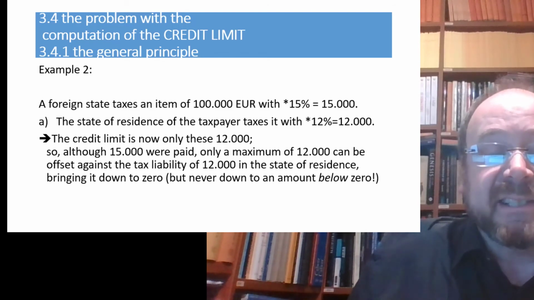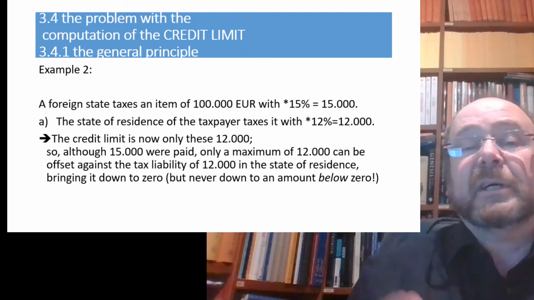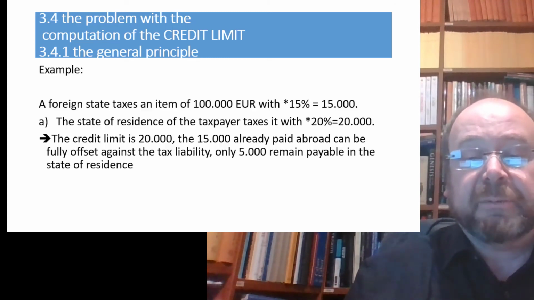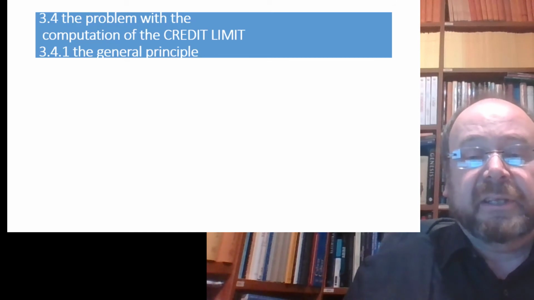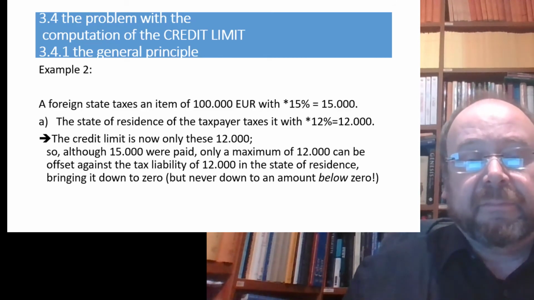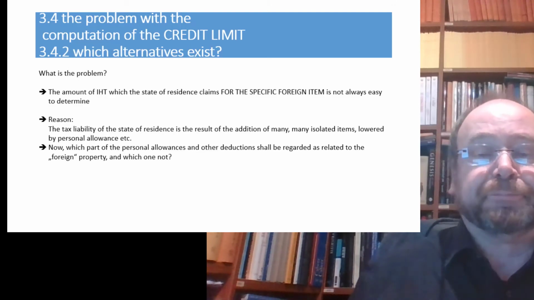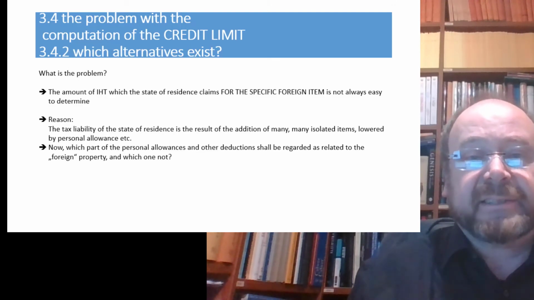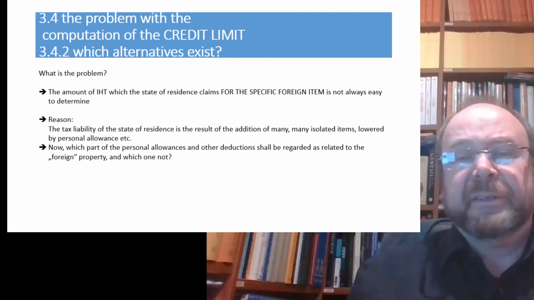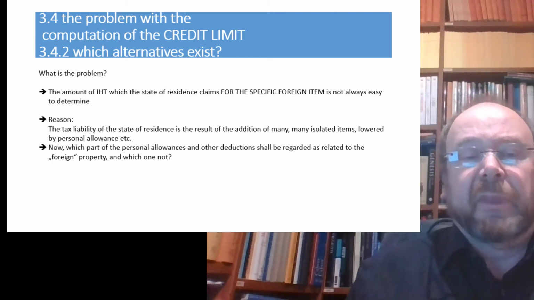Now, where is the problem? Because, well, we know that my state here, last time, it took 20%. Well, and here it took 12%. So what was the problem? Well, the problem is that sometimes the tax which your resident state claims for a specific foreign item is not easy to be determined, because you have a worldwide property constituted of thousands of individual items.